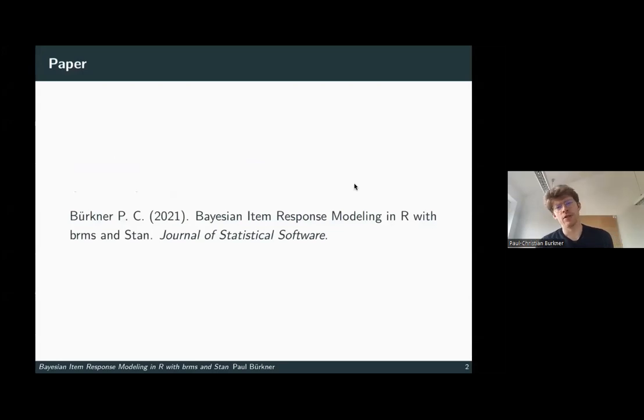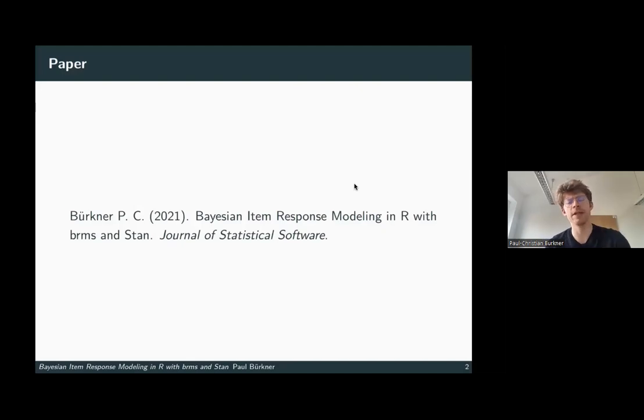So this talk is based on a paper of mine, which last year has been published in the Journal of Statistical Software after, I think, being accepted for over a year and still being put on hold because it was part of a special issue, which was delayed a bit. So now it's officially published, but it was also there before in arXiv.